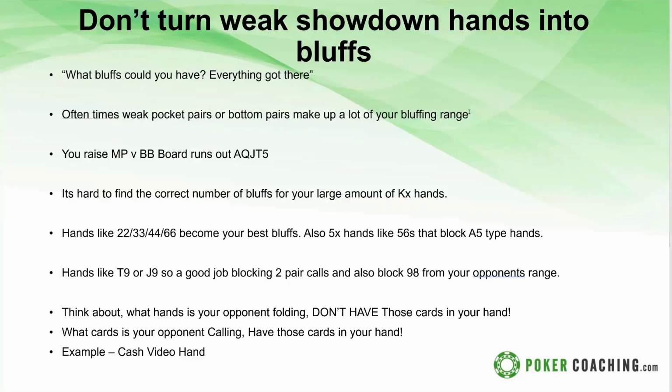So kind of the example I came up with was you raise in middle position versus the big blind, and the board runs out ace, queen, jack, 10, 5. And this is a board I see vastly under bluffed by players. It's hard to find the correct number of bluffs for your large amount. You have a large amount of king-X hands, you have sets, strong two pairs that you want to value bet. And so hands like deuces, 3s, 4s, 6s, also hands like 5X, hands like 5-6 suited that block river ace-5. These are the types of hands you're going to be bluffing with a lot. Also hands like 10-9 or jack-9 do a good job of blocking two pair calls and also block 9-8 from your opponent's range.